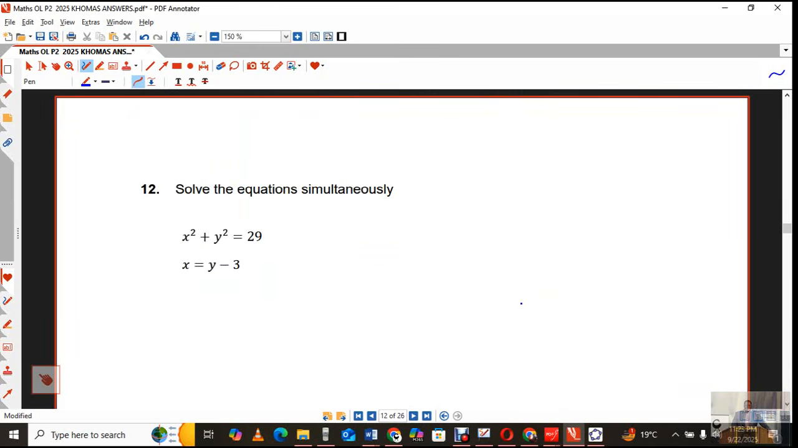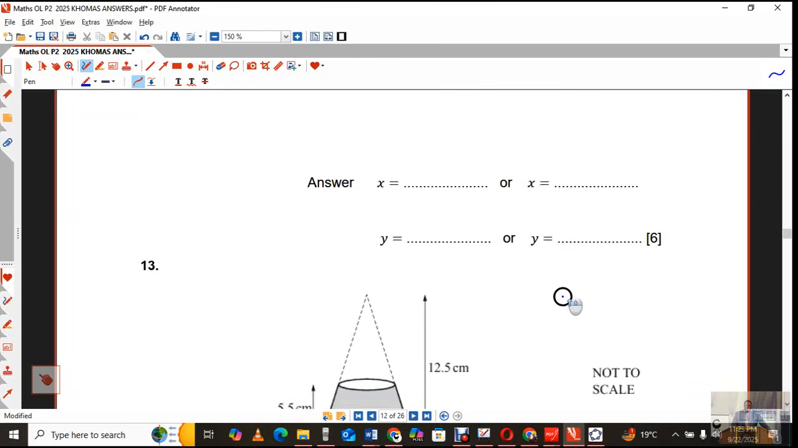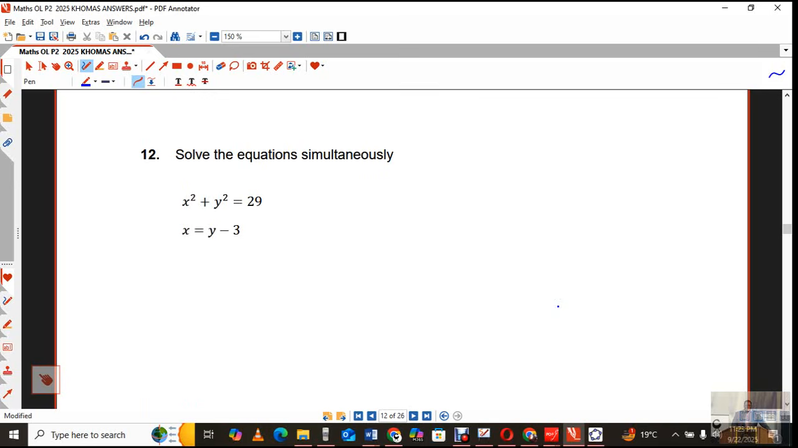Good. Now, question 12. This is a 6-mark question where you are supposed to solve. One of these equations is quadratic, and the other one is nothing but linear. Now, the nice thing is you can go ahead and label them. So this is equation A, and maybe this is equation B. When you look at equation B, you can see that they already made x the subject of the formula. So I'm going to substitute B into A.